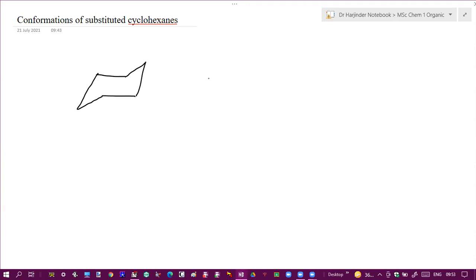So what are the axial hydrogens which are present? Perpendicular to the plane containing these 4 carbons. And equatorial hydrogens are present in the plane of these 4 carbons. So you have a situation like this. So there are 6 axial hydrogens and 6 equatorial hydrogens.